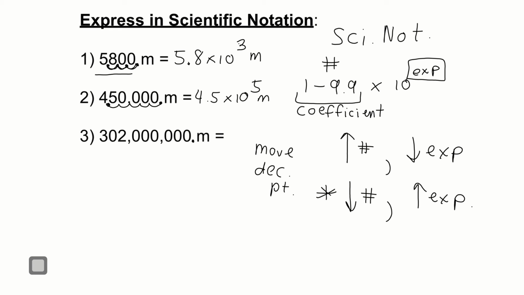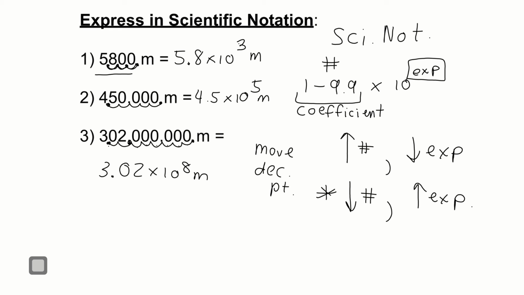Okay, this one right here, 1, 2, 3, 4, 5, 6, 7, 8. I only want one digit. I have seen people stop right here and say, I got to the number. No, we go all the way until there's only a single digit left. So this would be 3.02 times 10 to the 1, 2, 3, 4, 5, 6, 7, 8.